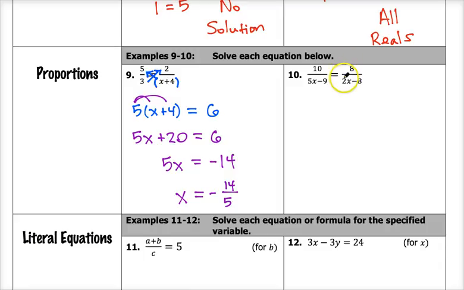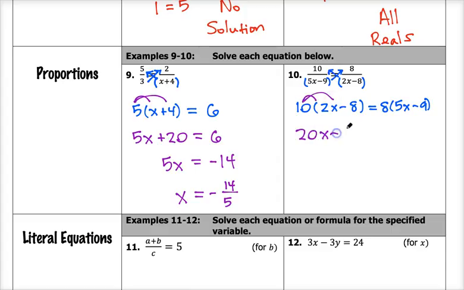The same works for number 10. Remember that these quantities here have parentheses around them, so I'll cross multiply. 10 times the quantity 2x minus 8 is equal to 8 times the quantity 5x minus 9. I can distribute my 10 to get 20x minus 80, and distribute my 8 to get 40x minus 72.